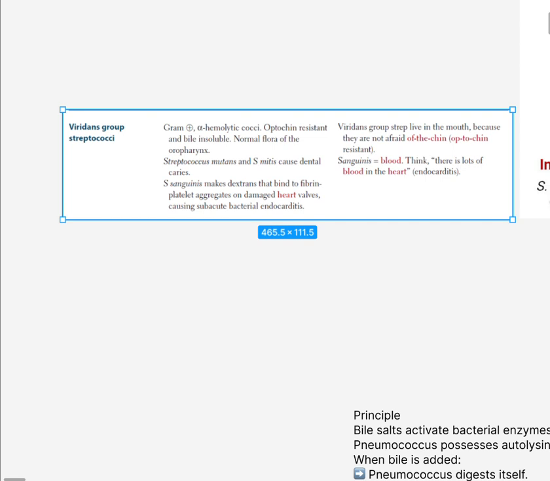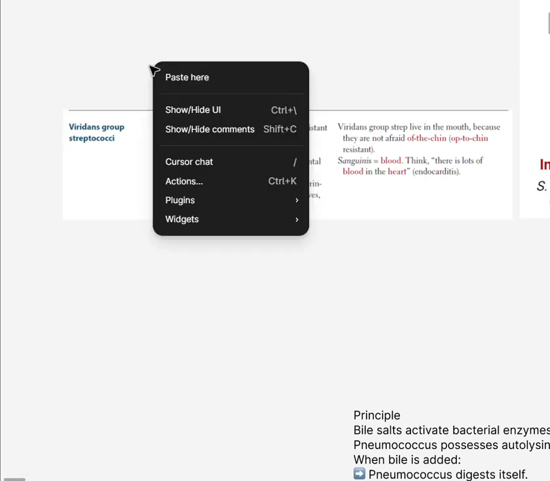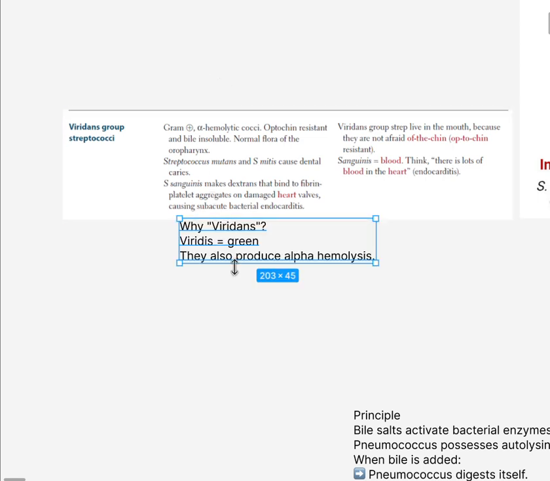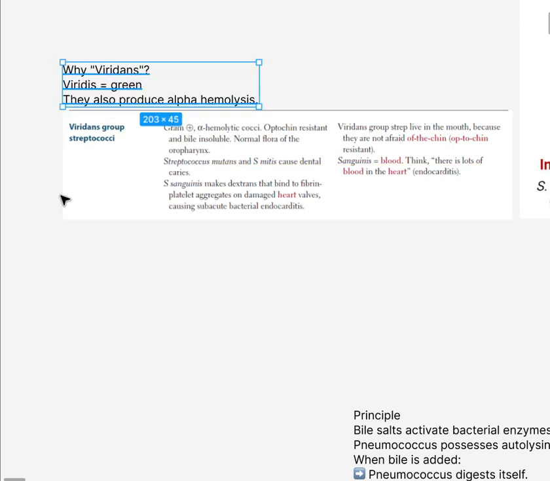Why is it called viridans? Because viridis means green, and they also produce alpha hemolysis. So that's just one way of remembering that. That's why they're called viridans. They're resistant; they're not afraid of optochin. That's how you can remember it, if it's helpful. They're bile insoluble. They do not dissolve when bile is added.